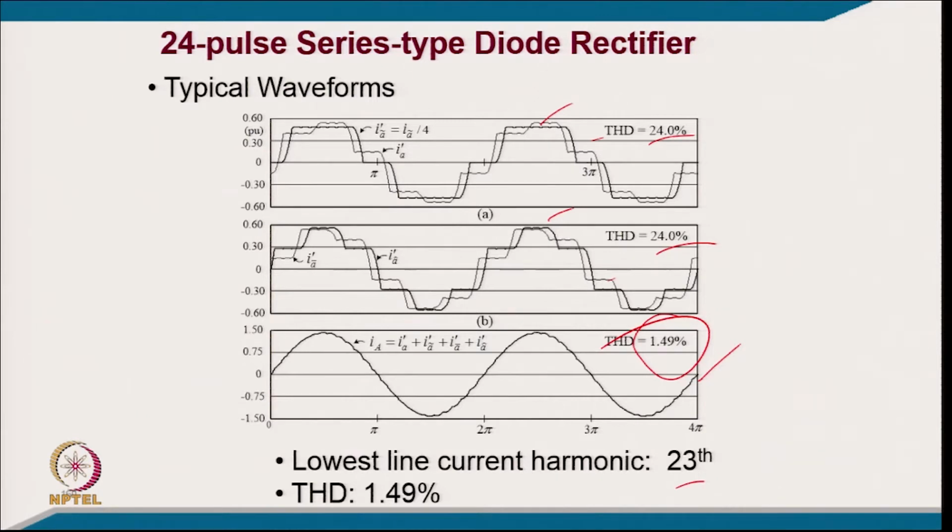24n plus minus 1. So, if you take n 1 then it becomes the lowest harmonic 23rd, and the THD here in place of 7.5 reduces to 1.49. Ideally it should be 7.5, we discussed last time, but practically here you are able to get 1.49%, which otherwise in the ideal case you could have gone even much higher than 96 pulse.